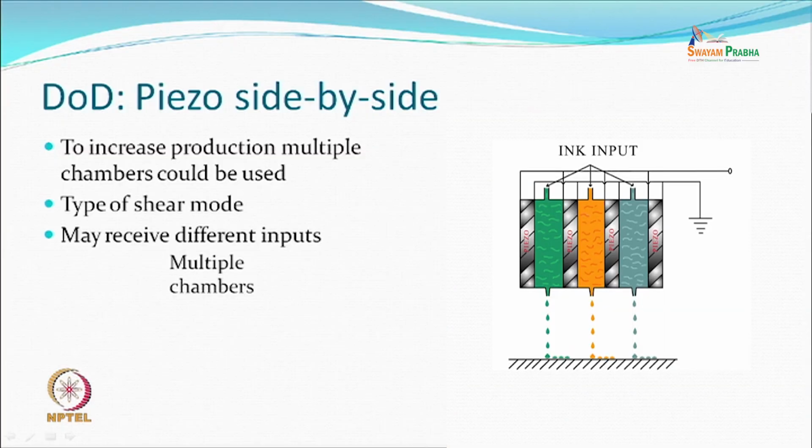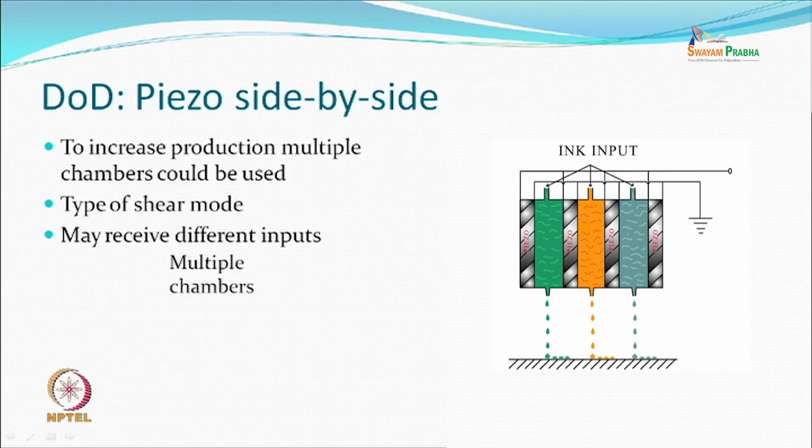So instead of having one chamber and one piezo device, you can have multiple piezo devices which themselves act as displacement units, and may also act like chambers. That is, their wall is part of the chamber itself. The wall is the sensor itself, it could be. They can also act in a shear mode, as if you are just pushing the ink to go in the forward direction.